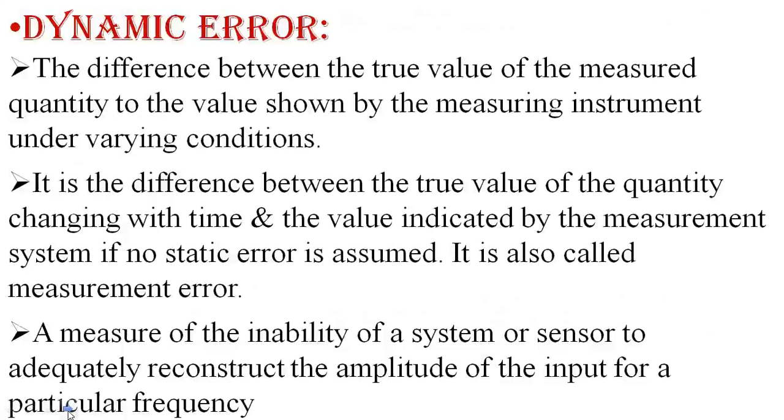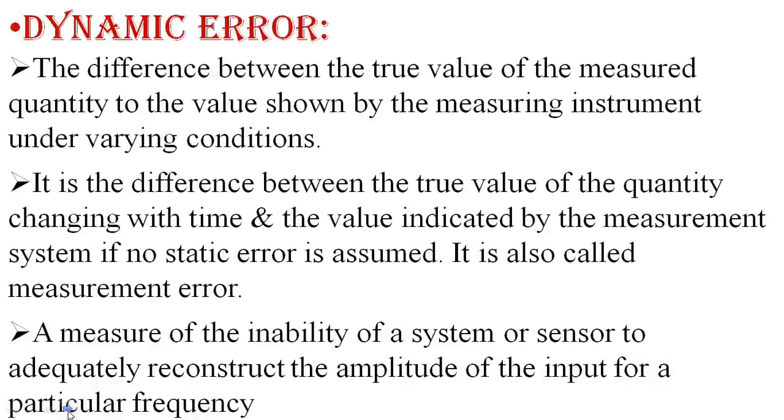Starting with the first dynamic characteristic, dynamic error: the difference between the true value of the measured quantity and the value shown by the measuring instrument under varying conditions.